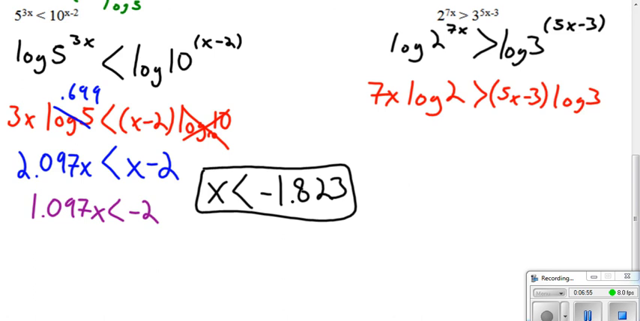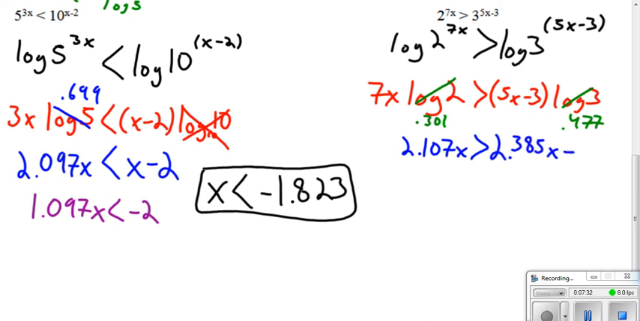From my calculator, I know that log of 2, or log base 10 of 2, is actually 0.301, and log base 10 of 3 is actually 0.477. Again, these are approximate numbers. So if we multiply 0.301 times 7, that gives us 2.107x is greater than, in this case I have to distribute the 0.477 to the 5 and to the negative 3.